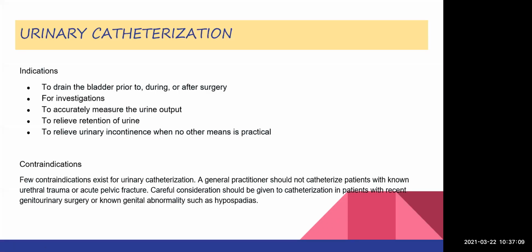So first we have urinary catheterization. So indications for catheterization include to drain the bladder prior to, during or after surgery, or for investigations, or to accurately measure the urine output, to relieve retention of urine, or to relieve urinary incontinence. So there are contraindications including urethral trauma or acute pelvic fracture. There are also relative contraindications such as recent genitourinary surgery or known genital abnormalities such as hypospadias.